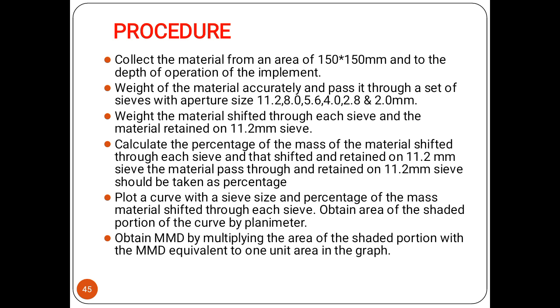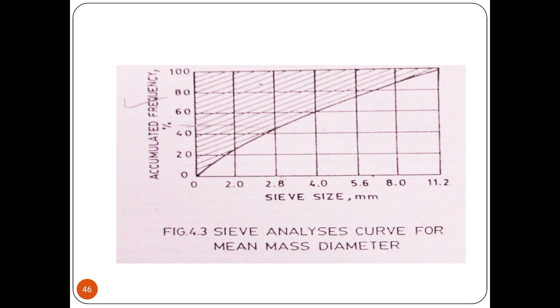Now obtain the area of the shaded portion of the curve by planimeter. Now obtain MMD by multiplying the area of the shaded portion with the MMD equivalent to 1 unit area in the graph. This is the graph, the sieve analysis curve for mean mass diameter.